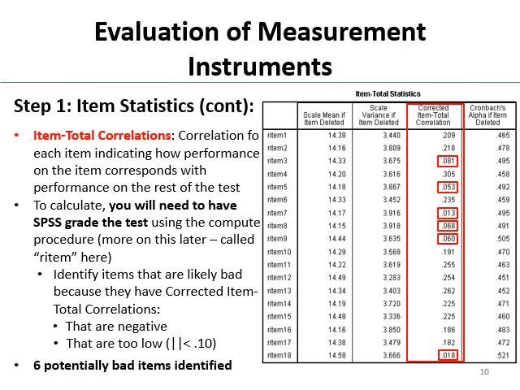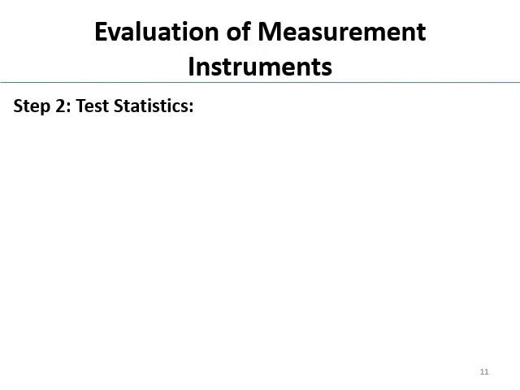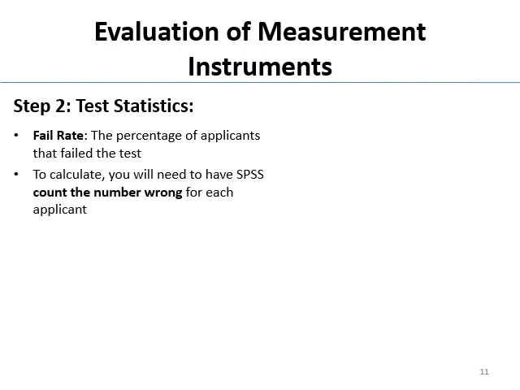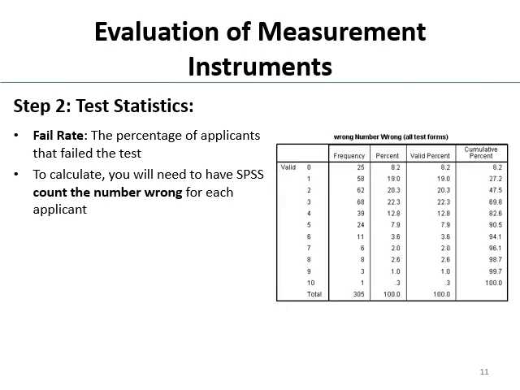All right. So now let's switch to test statistics. So again, these are about the overall test, not just individual items. So let's look at the fail rate of the test. And the fail rate is just the percentage of applicants that fail the test, that get below some cut score. And you will need to use SPSS on the assignment to count the number wrong for each applicant. So it will go through and count the number of items that each person missed. And so this is what a frequency distribution of, I just called it wrong, looks like. So it goes from 0 to 10.